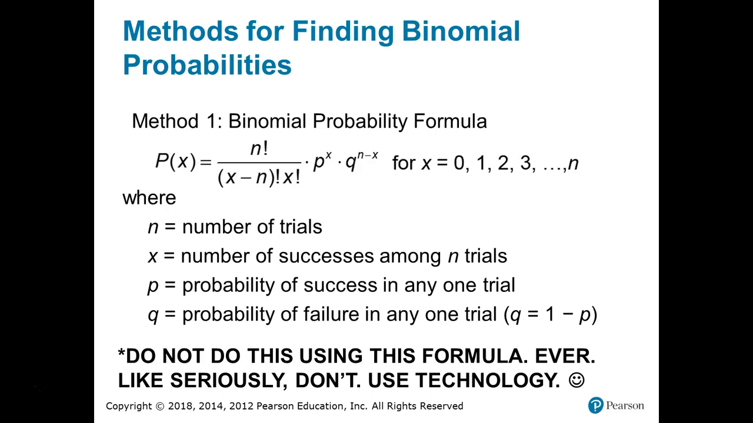So here is your very simple formula for doing binomial probabilities. Well, it's not that bad. That was sarcasm, but it's really not that bad. It's n factorial divided by n minus x factorial times x factorial, multiplied by p to the x, multiplied by q raised to the n minus x. But we are not expecting you to do this formula. We will use technology to get those values.